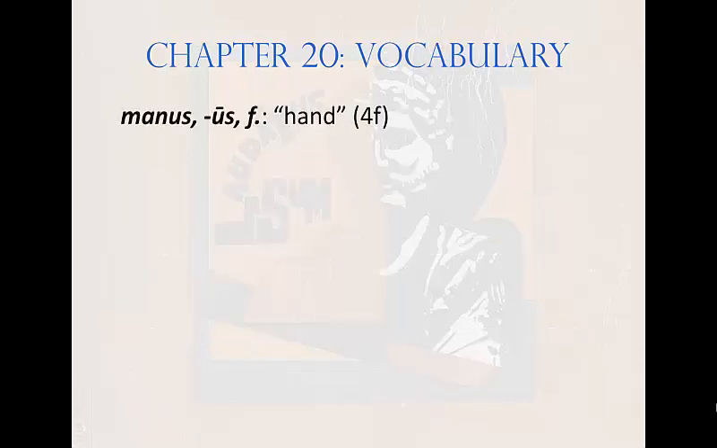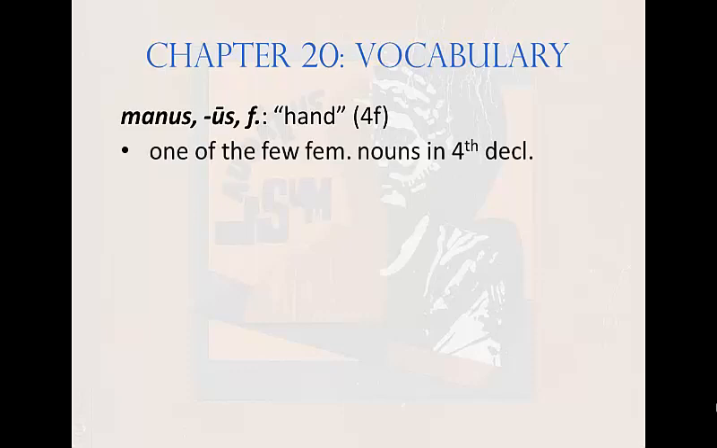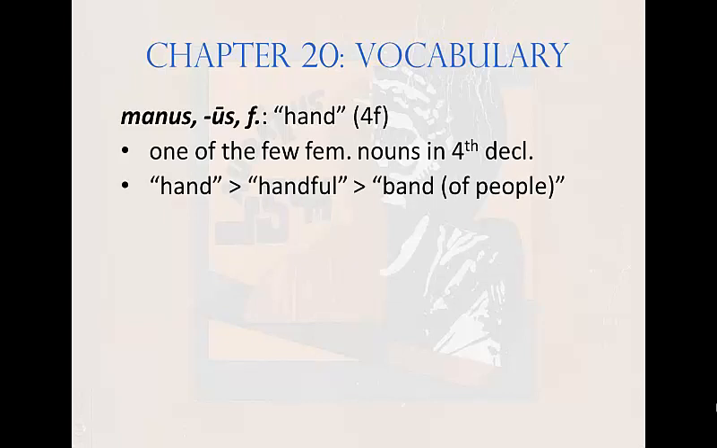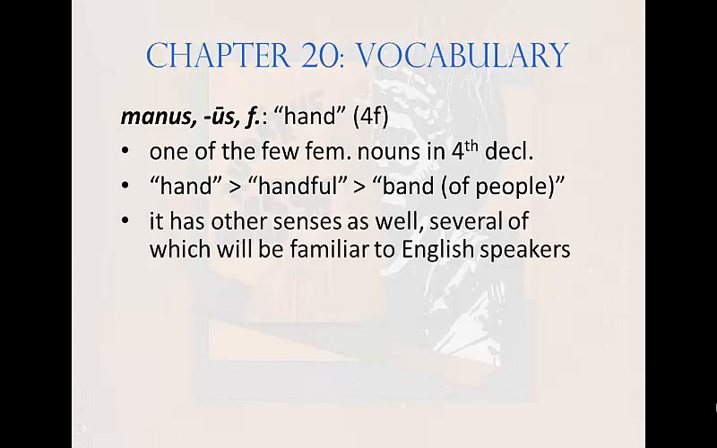The next word is manus, feminine, meaning hand. It's a fourth declension feminine noun, one of the few fourth declension nouns that's feminine in gender. Its basic meaning is hand, but it also came to mean a handful, later a handful of people, thus a band. This word has other senses in Latin, which will be familiar to many English speakers.